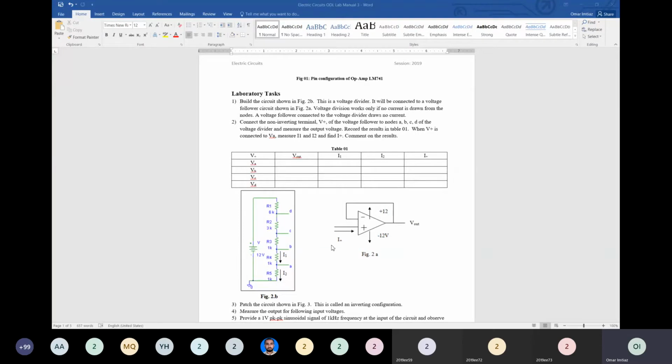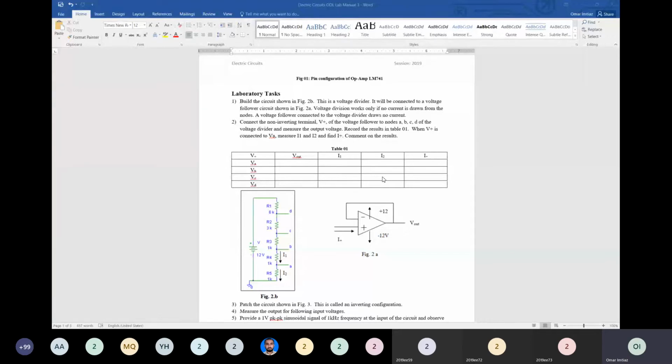So in the first phase, you're going to connect the point A with the non-inverting terminal of the operational amplifier, and you will write down the output that you measure. Similarly, when you connect B with the terminal, you will write down the output over here, then C and then D. You will write down the outputs by connecting these terminals individually with the non-inverting terminal of the operational amplifier.